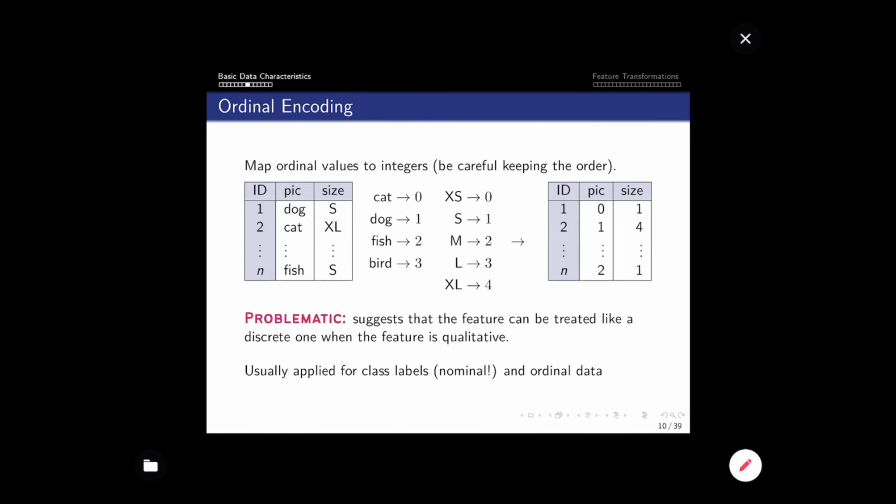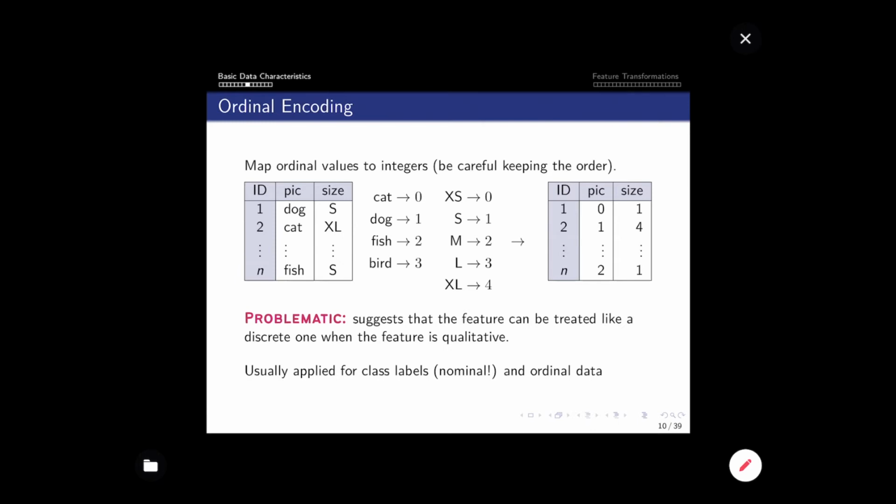Now, this encoding suggests that the feature can be treated like a discrete feature when the feature is actually qualitative. So the numbers 0, 1, 2 and so on, they have well-defined distances. So 2 minus 1 is 1, but M minus S, is that 1? It's like the difference between M and S. That doesn't really make sense. Do you get what I mean?